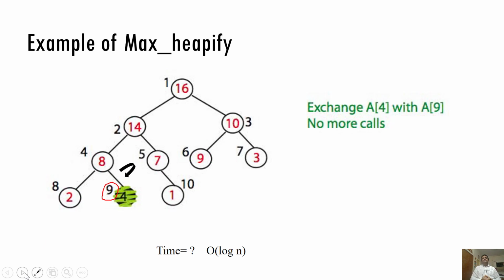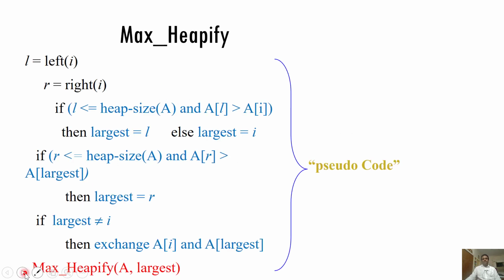So, now we are going to use this maxipify subroutine in the build maxip code. Build maxip code will take an input, an unordered array, any given array, and it will make a maxip array. Okay, so that we are going to learn now. So, this is the pseudo code for maxipify, whatever we have done in the illustration, we are doing here. You can just go through it.